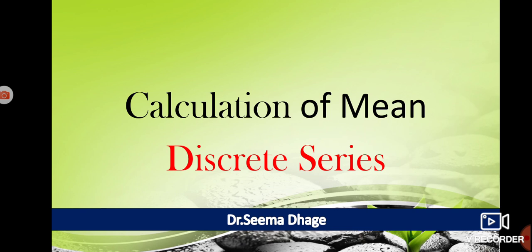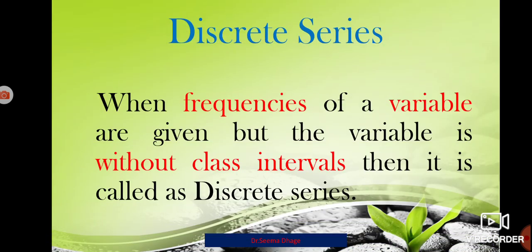What is meant by discrete series? First thing, it will have variable as well as frequency, but variable without class interval. Here, we have the definition of discrete series. When frequencies of a variable are given, but the variable is without class intervals, then it is called a discrete series.